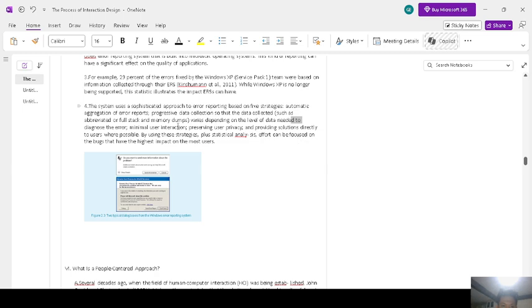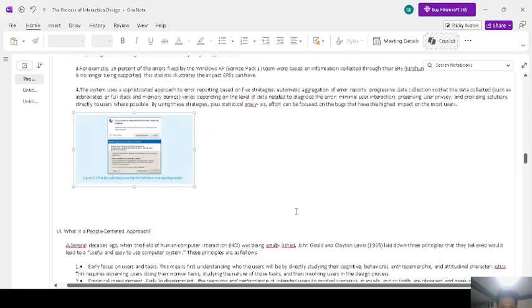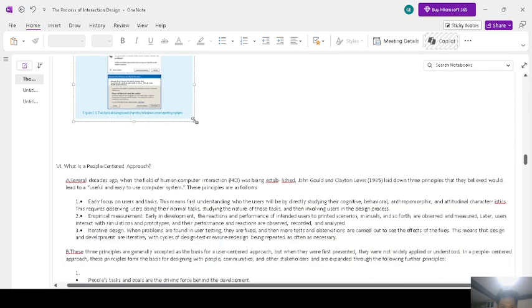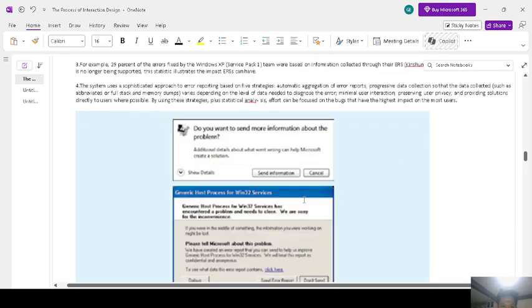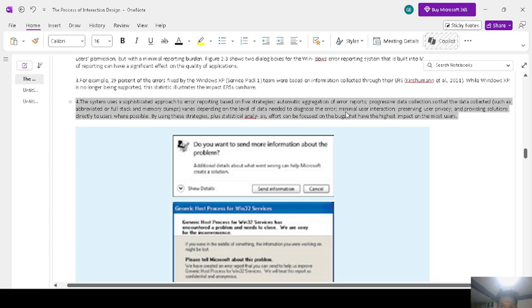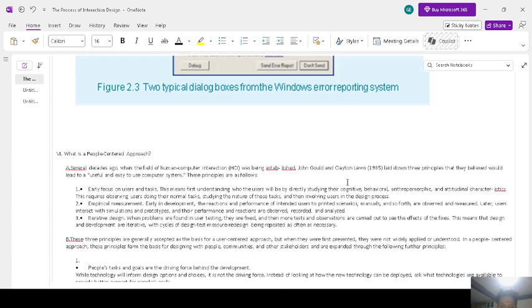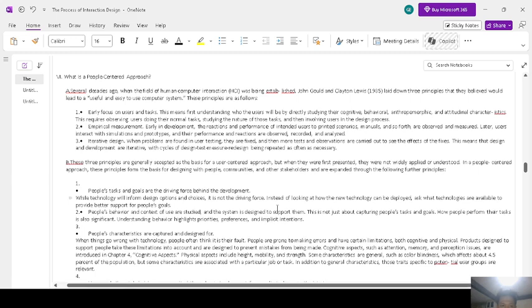And minimal, it has minimal user interaction, and then it preserves user privacy and provides solution immediately. By using these strategies plus analysis, efforts can be focused on the bugs that have the highest impact on most users. So basically, by doing this after your product, you are able to analyze or prioritize the errors that has the highest impact to your users.